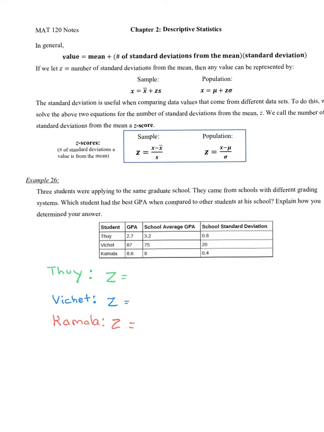We are going to use our formula for our z-score. So we need to take the students' GPA, their individual data point. We need to subtract the mean and divide by the standard deviation. So our first student's z-score is a negative 0.625.